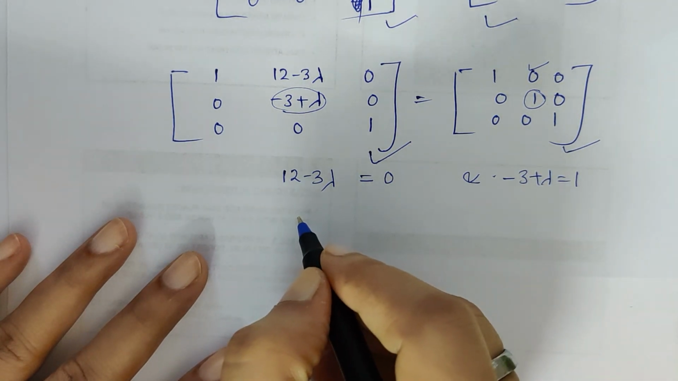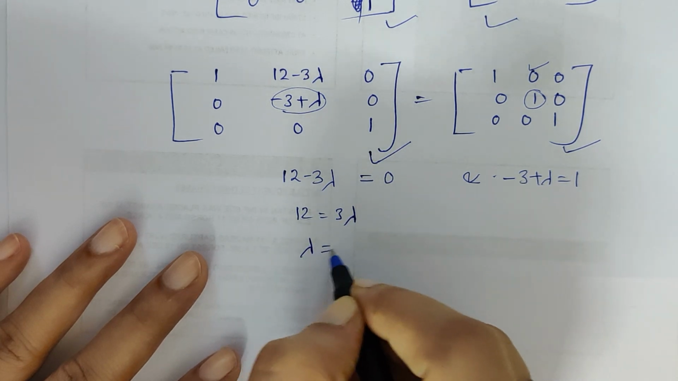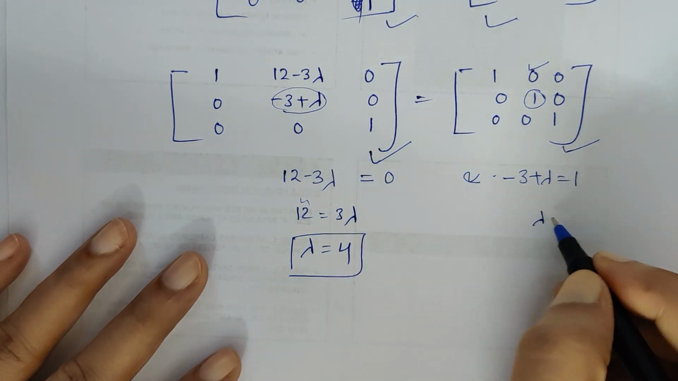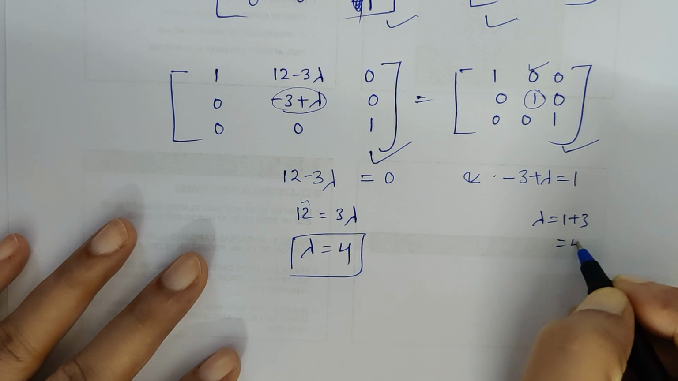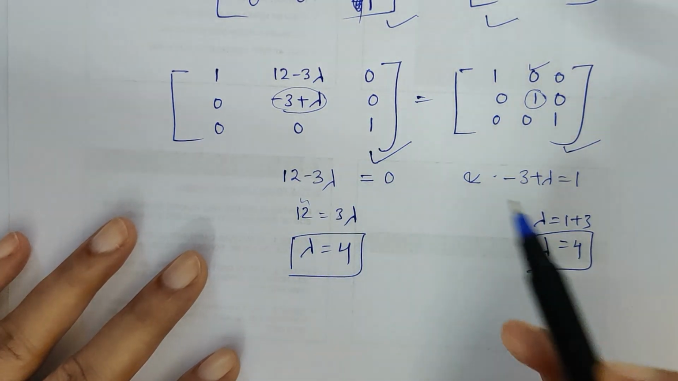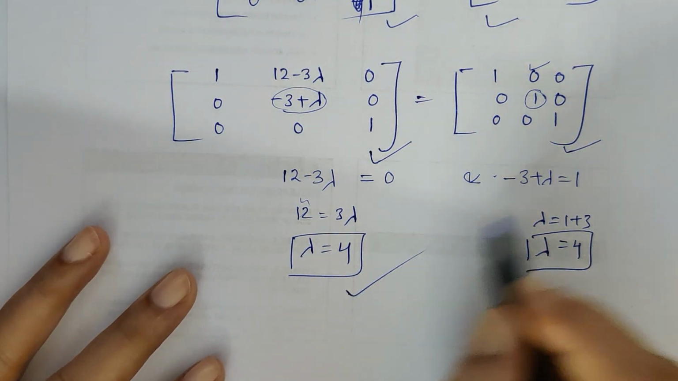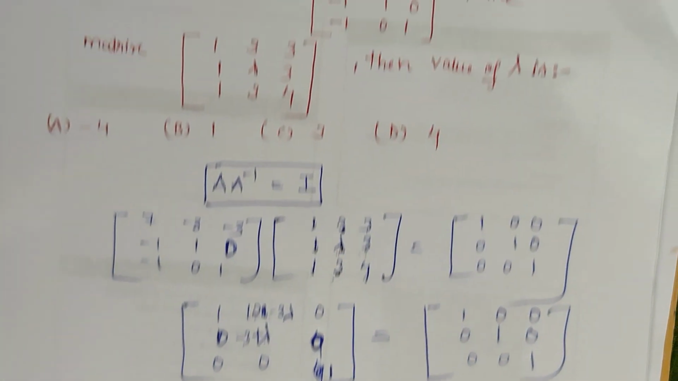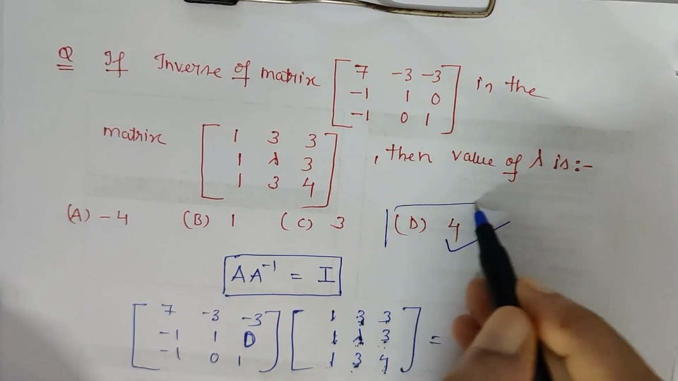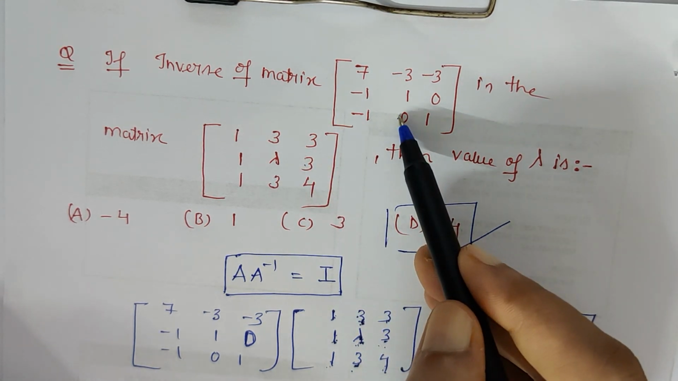So what do I get? I get 12 is equal to 3 lambda, or lambda is 4, right? 3 times 4 is 12. So lambda value is 4, and from here also I see 1 plus 3, it is 4. And obviously I must get the same value for any of the corresponding elements once they are equated, right? So the answer for the given question is lambda is 4. So this is the solution for the given problem when one matrix is the inverse of the other matrix.